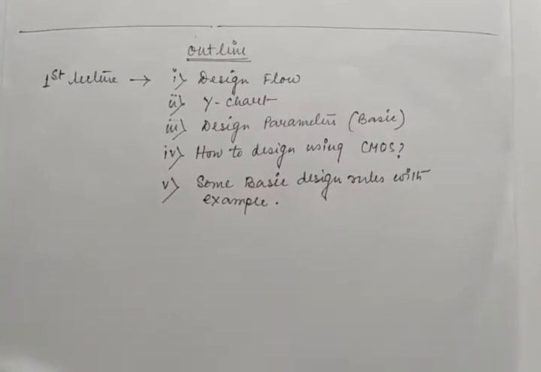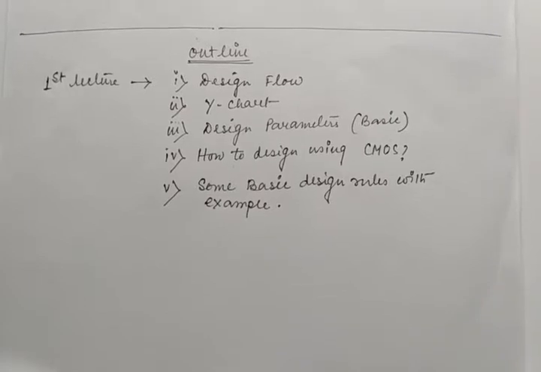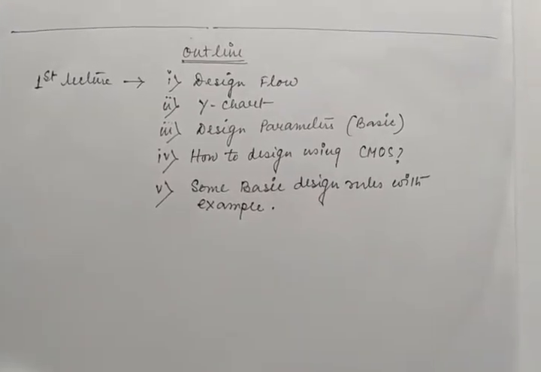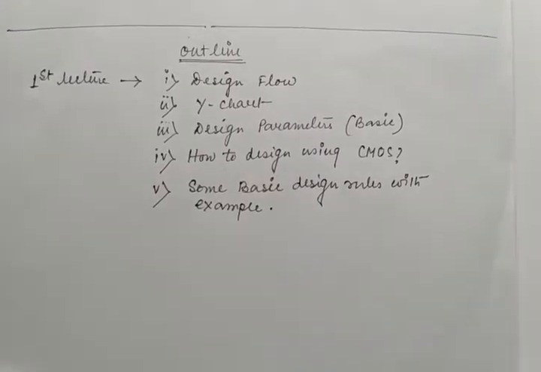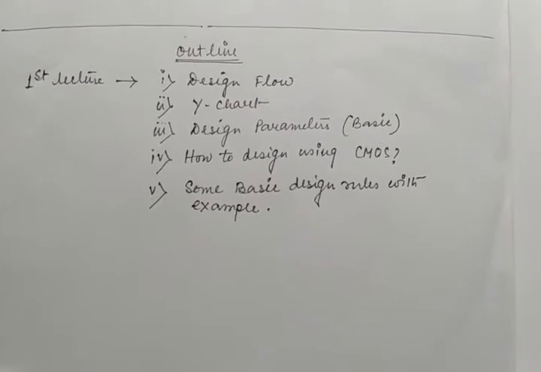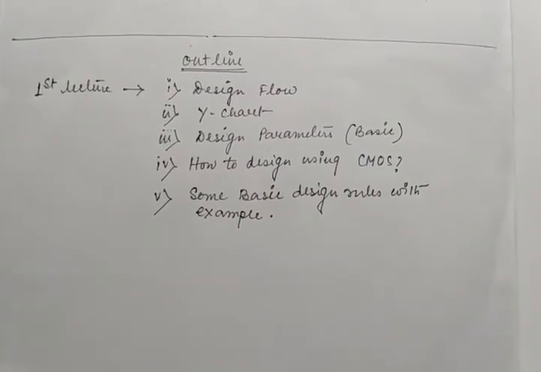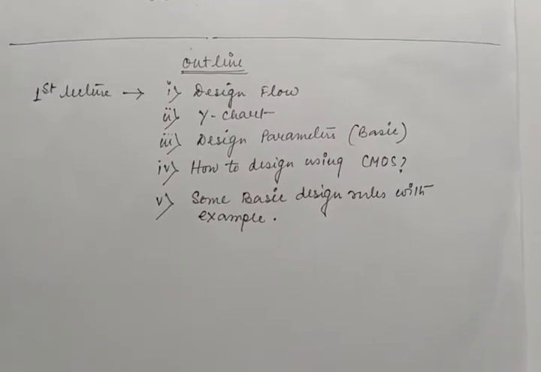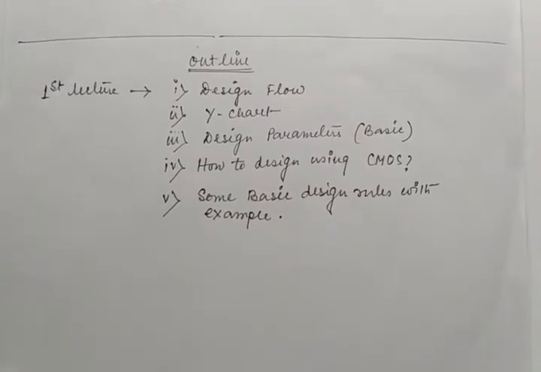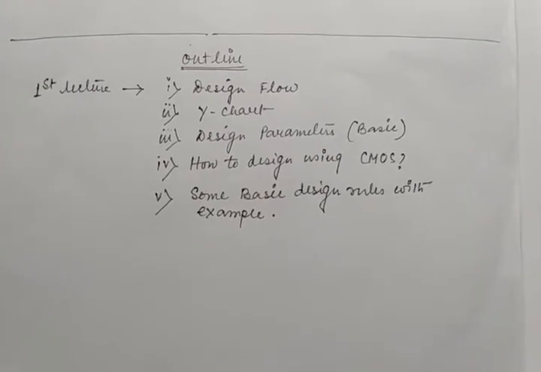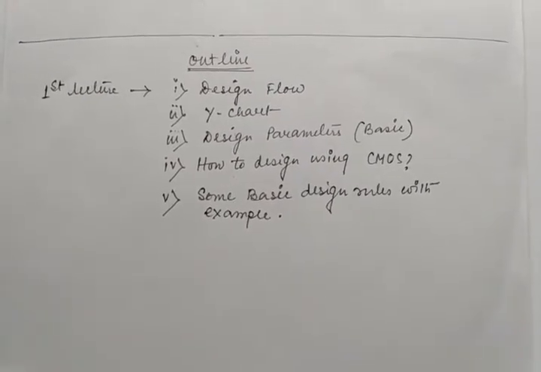See, the first point is design flow. The second point is Y chart. The third point is the design parameters. The fourth point is how to design using CMOS, and why using CMOS, that portion I have already covered in my introduction class. And the last portion, which is the important portion and the beginning portion of the designing part, is some basic design rules with example.